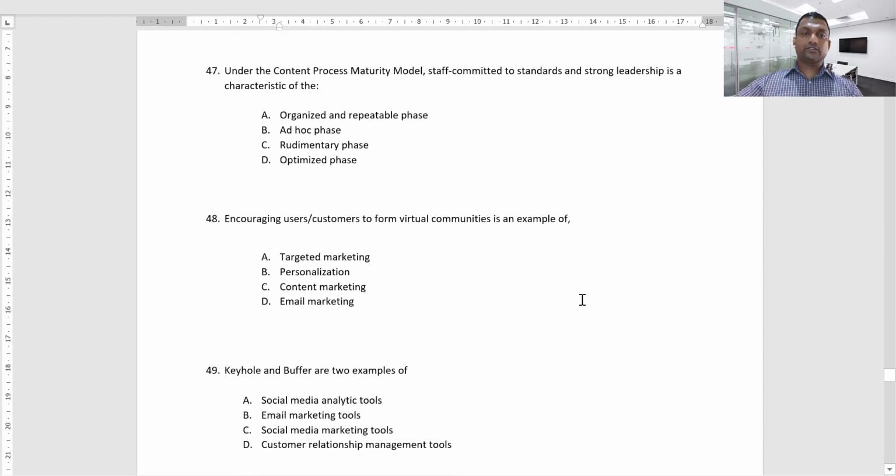So let's look at question number 47. Under the content process maturity model, staff commitment to standards and strong leadership is a characteristic of which one of these? So let's look at in the content process maturity model, staff commitment to standards and strong leadership is what kind of a characteristic? So the four answers given: organized and repeatable pace, ad hoc pace, rudimentary pace, optimized pace. So let's look at how this is discussed in the textbook.